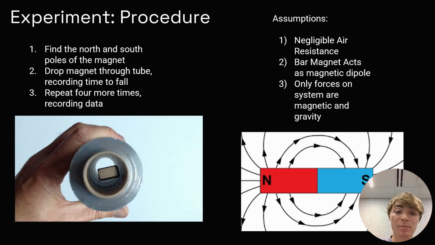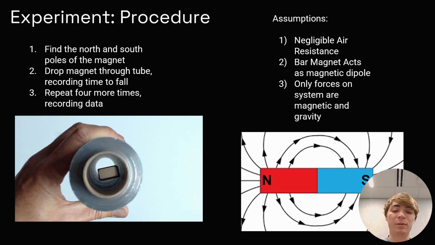And then you drop the magnet through the tube in the same direction every time. And as you drop it through the tube, you'll observe that the falling speed is slowed by the magnetic force from the aluminum tube around it, caused by the induced current from the falling magnet. Now you repeat this step 4 more times, recording how long it takes to fall from the top to the bottom of the tube, and you record all of that data.